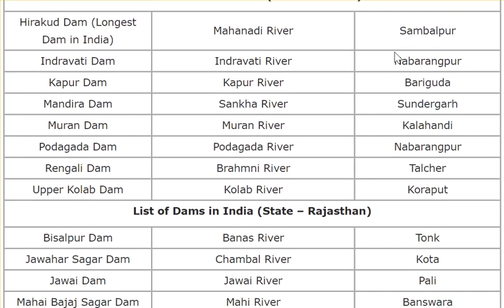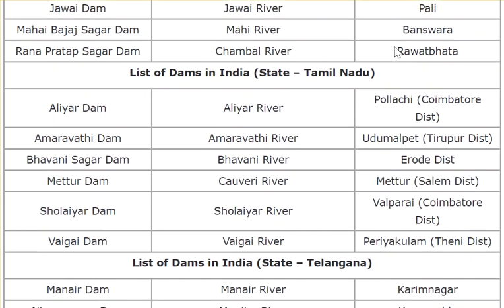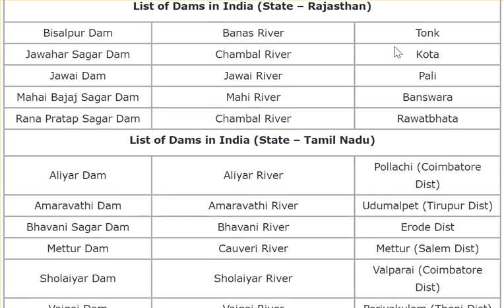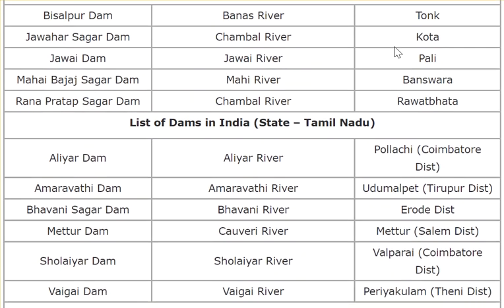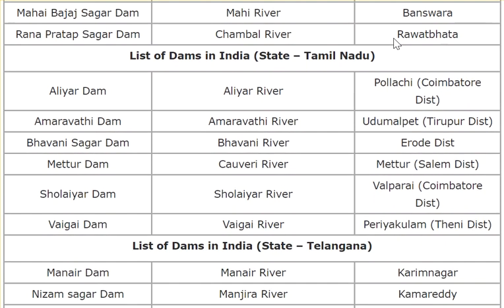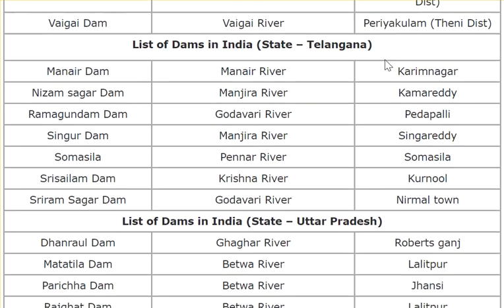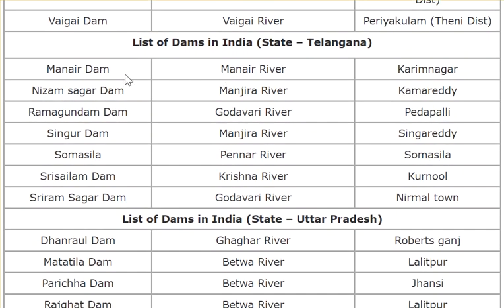Okay, Odisha, Rajasthan, Tamil Nadu. It is Rajasthan and this one is Tamil Nadu. Thereafter, we come to Telangana. There are so many dams in Telangana. It is a new state, and there are seven dams.